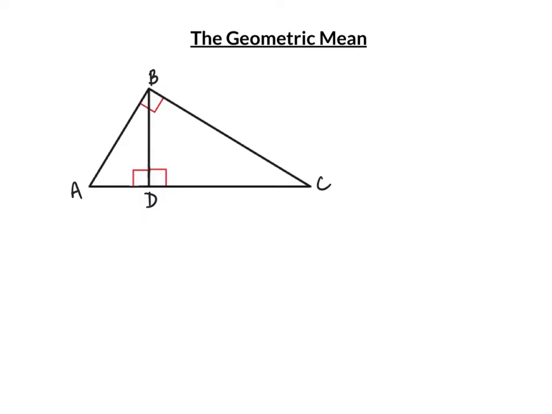The geometric mean occurs several times when I take a right triangle, that's triangle ABC, and from the right angle, I drop a perpendicular. There are three similar triangles here. Look at the triangle that is created on the left side. I'll highlight it in red.